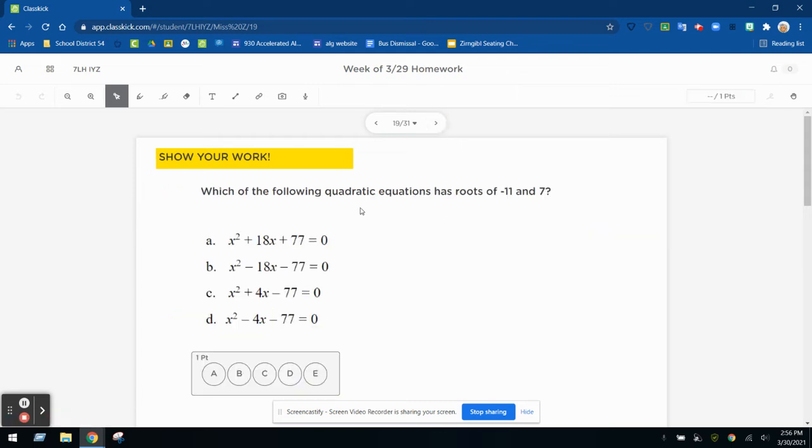All right, so start with the roots, work backwards to find the factors, multiply the factors. Which of the following quadratic equations has roots of negative 11 and 7? So which of these would factor to negative 11 and 7? Well, let's see. We're saying that our roots are x equals negative 11 and x equals 7, which would make the factors x plus 11 and x minus 7, right?